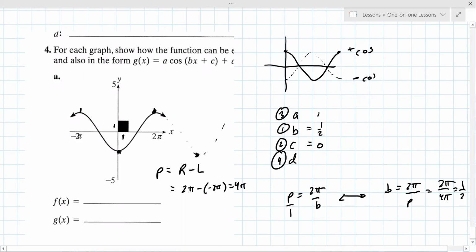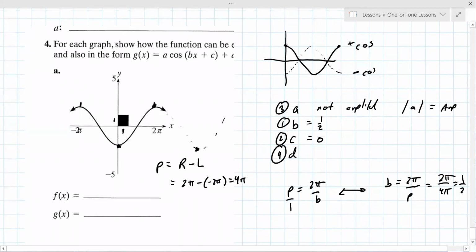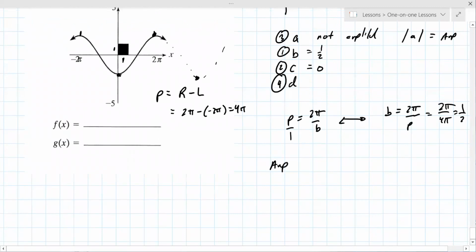A is not the amplitude. It looks like it, but it's not. The absolute value of A is the amplitude. The amplitude is the max minus the min over 2, and that's where these boxes come in. The max is 2, the min is negative 2. So it's 2 minus negative 2 over 2, which equals 2. Lots of 2's. That's your amplitude. But that's not A. We already know that A is negative because it starts down. So A is negative 2.